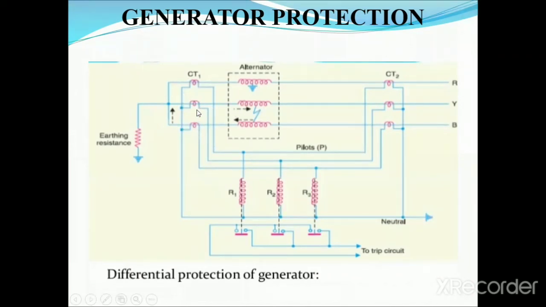Why? Because the currents will be increased in that CT1, which means it is near to the CT1. Therefore, some differential currents will be obtained. If we do I1 minus I2, some differential currents will be obtained. That differential current will be flowing through these relay coils, that is R1 coil, R2 coil and R3 coil.